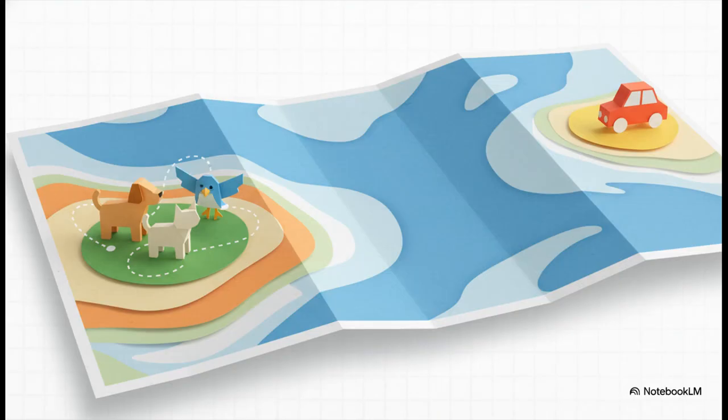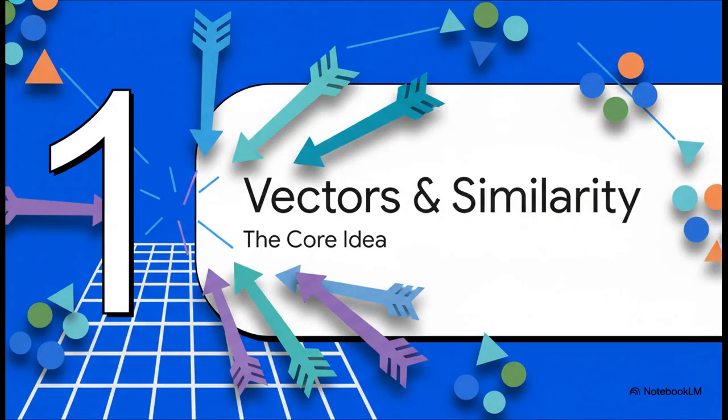Well, the secret, and this is pretty cool, is to stop treating words like, well, words. Instead, think of them like places on a map. Yeah, a map of meaning, where ideas that are alike are neighbors living right next door, and concepts that are totally different are on opposite sides of the country. So to build this map, we need some specific tools in our toolkit. And that's what we're jumping into right now, the core idea behind it all. We're talking vectors, space, and similarity.